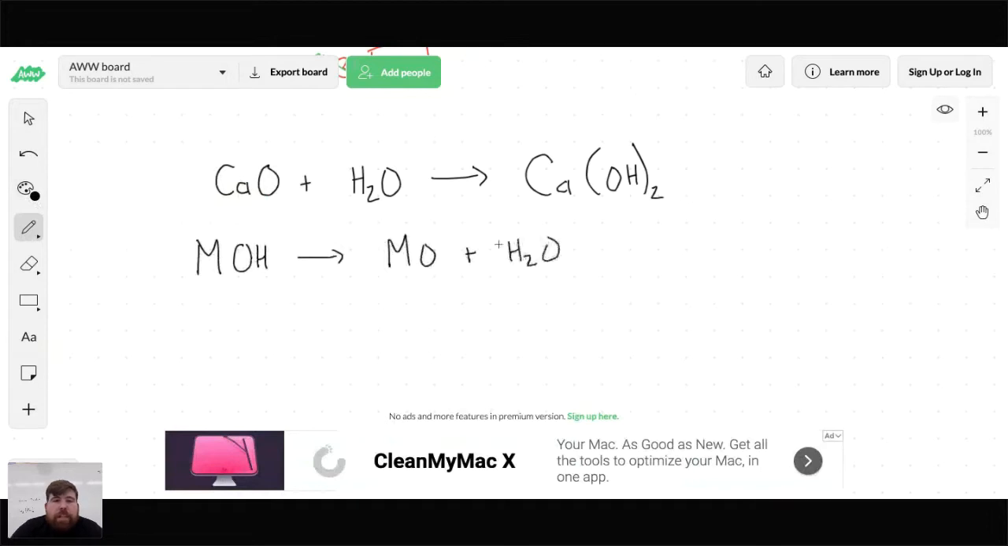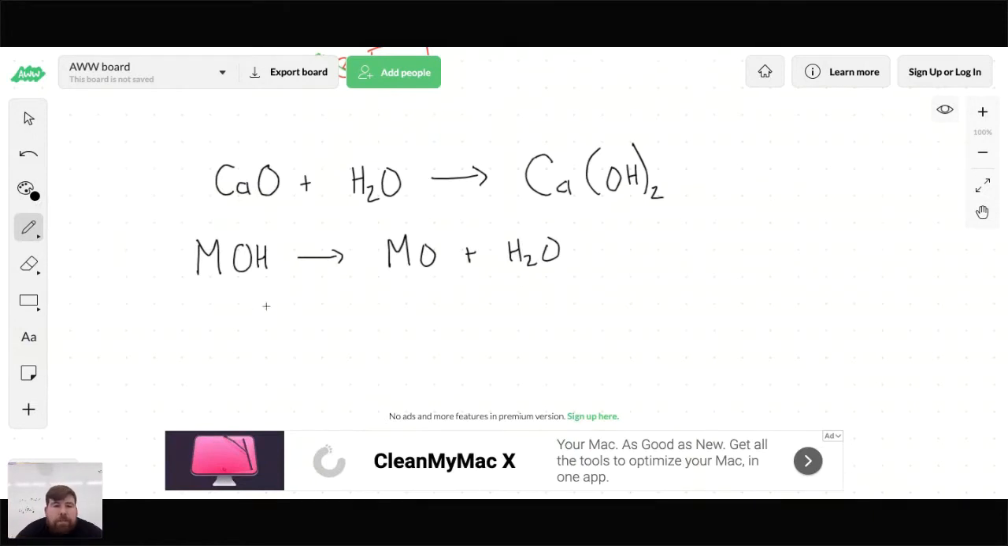Now, that's actually the reverse of what I've written. And the only reason that I could pick up on the fact that calcium oxide and water would produce calcium hydroxide is because I had the other one memorized. And that's why it took me a second to realize what was happening.